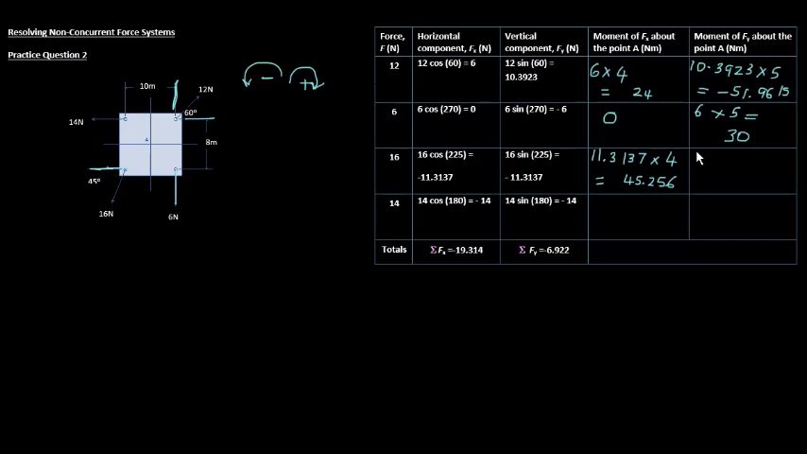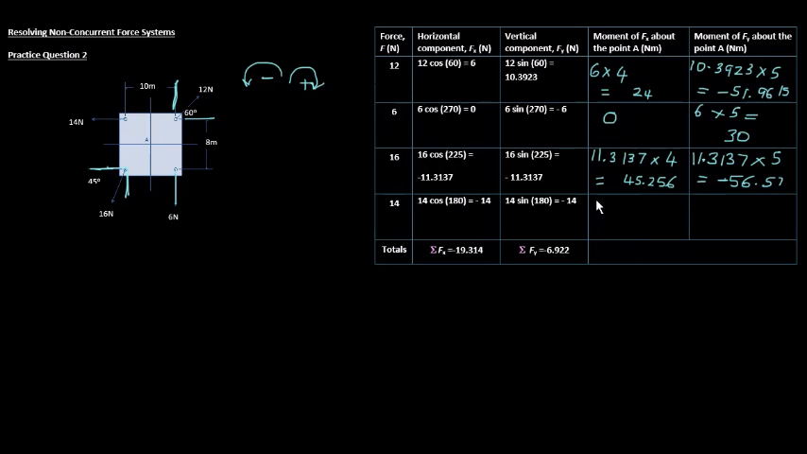And here is going to be 11.3137 times, that's the vertical, times 5, which is going to be 56.57. And because if we hold it here and we toggle it here, it's going to spin that way, we give it a negative.